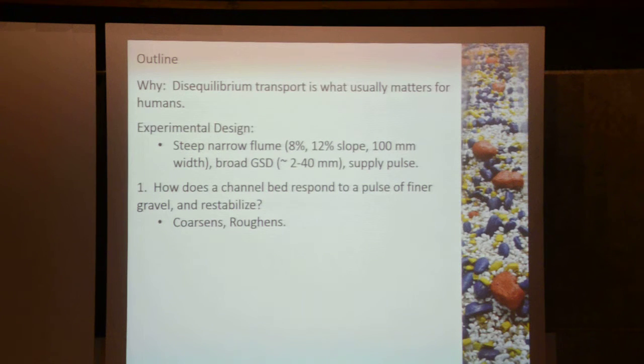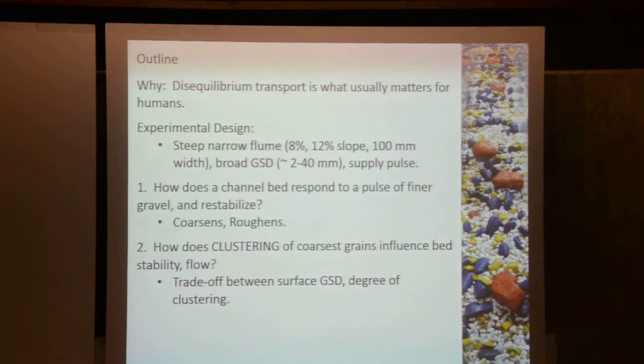First, talking about and showing how this coarse alluvial channel bed responds when you add an idealized pulse of finer gravel to it. Basically, how does the bed change? How does it restabilize after this perturbation? And the short of it is that it gets both coarser and rougher. And the clustering of the coarsest particles on the bed also changes a little bit.